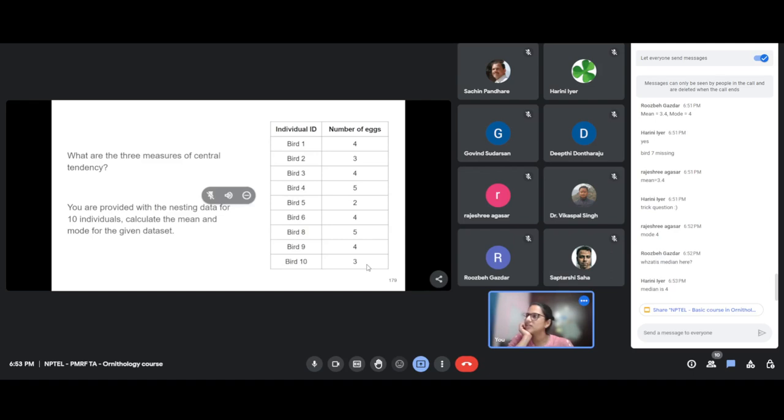Number of individuals that have laid 3 eggs is equal to 2. Number of individuals that have laid 4 eggs is equal to 4. 5 eggs is equal to 1, right? So the frequency with the maximum frequency, which is the most number of individuals that have laid a particular number of eggs, is 4. Right? 4 individuals have laid 4 eggs. So that becomes my mode. Is this clear to everyone? Yes, ma'am.